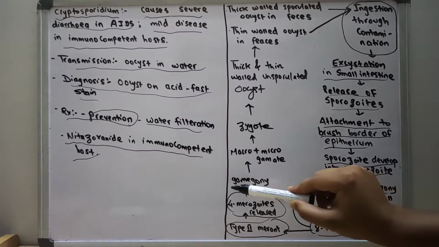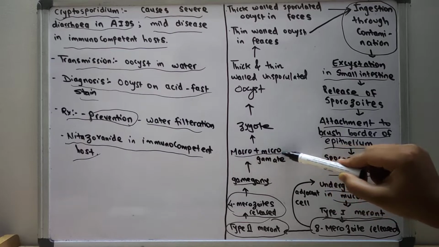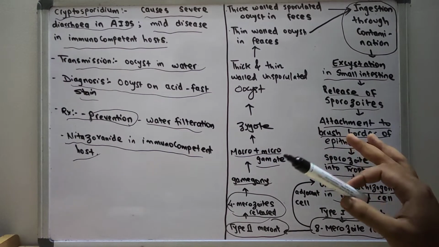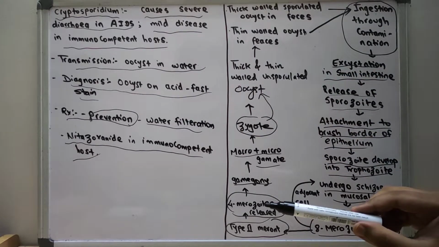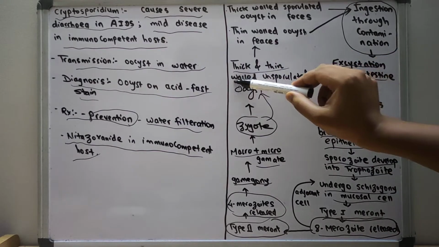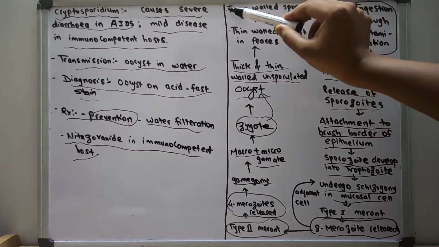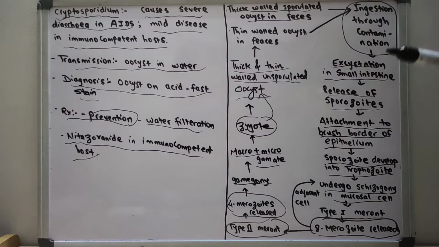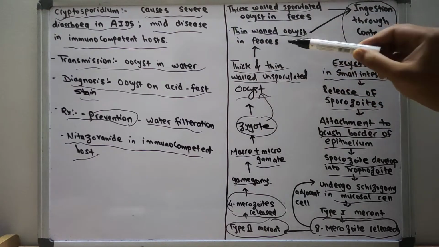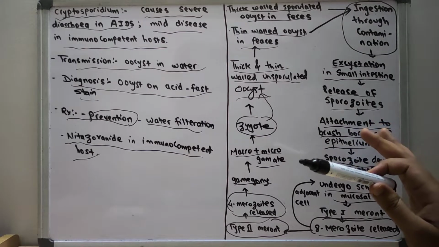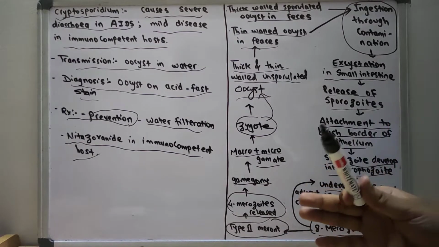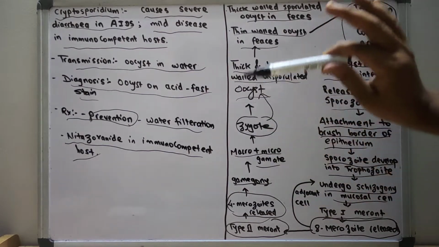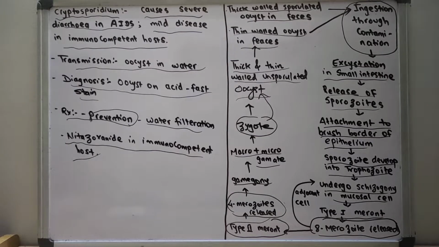Those 4 merozoites undergo gamogony, and there is formation of the macro and microgamete, and those macro and microgamete form the zygote, and from that zygote the oocyst is formed. The oocyst is of two types, thick walled and thin walled sporulated oocyst. The thick walled oocyst goes into the feces, and the thin walled oocyst also goes into feces, and by excretion, if there is contamination of any water and we ingest those cysts, the life cycle continues again. So this is the life cycle of Cryptosporidium.